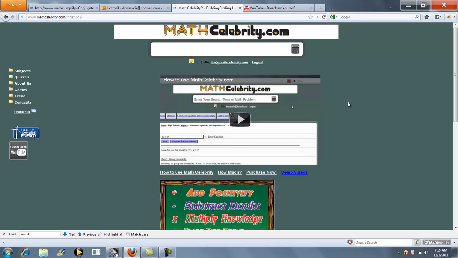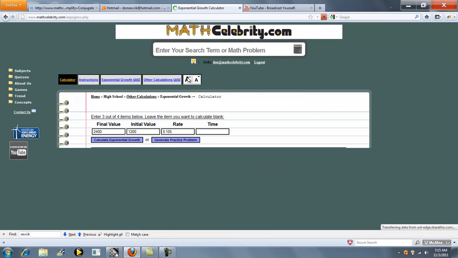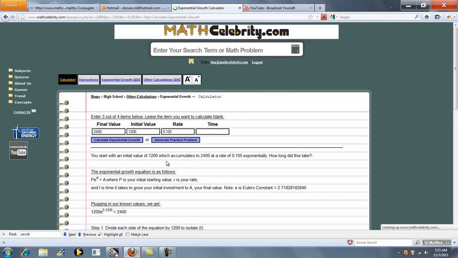To get to the calculator, you type exponential growth. And we jump to our calculator. So we have four inputs. You have to choose three out of four. The one you want to solve for, you leave blank. So in this particular example, let's solve for time. We'll press the calculate exponential growth button.